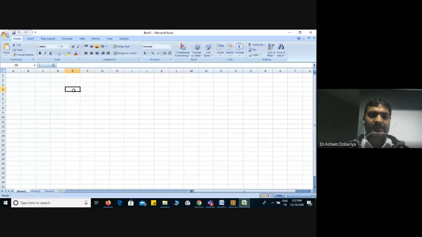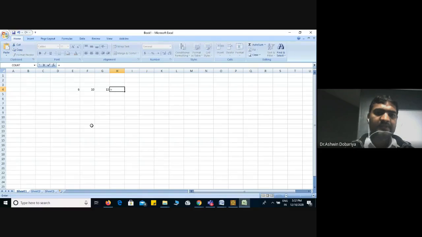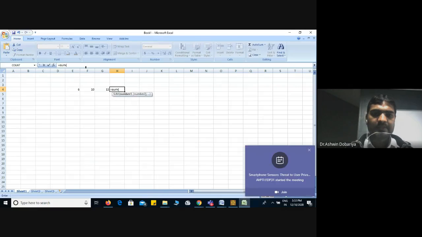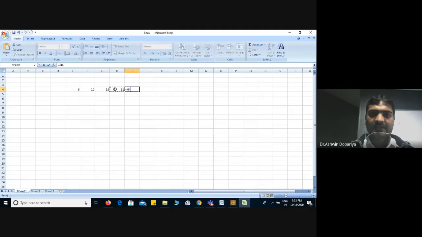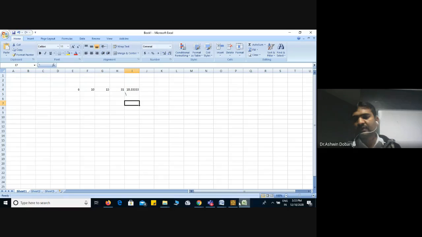See, first value 6, second value 10, third value is 15. Let's first calculate the total. If we calculate using sum, then the average is equal to this divided by 3. See, sir, here the output is 10.33, but our program displays it wrong.